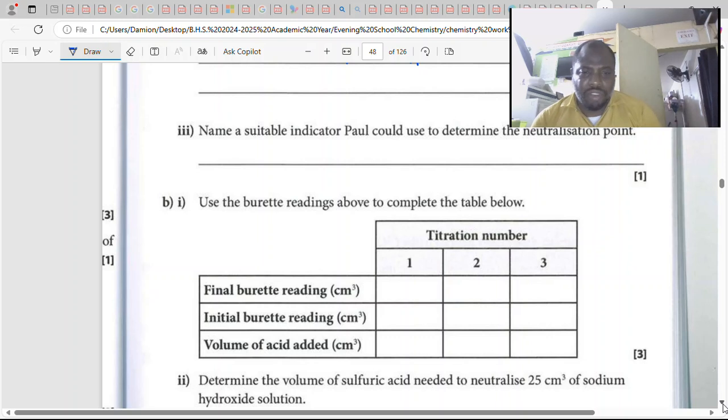Now, back to the readings that we obtain. Wait, sir. So when the indicator is being poured into it, you start swirling it, right? So you wait until it turns a permanent color, and then that would have been the reading.